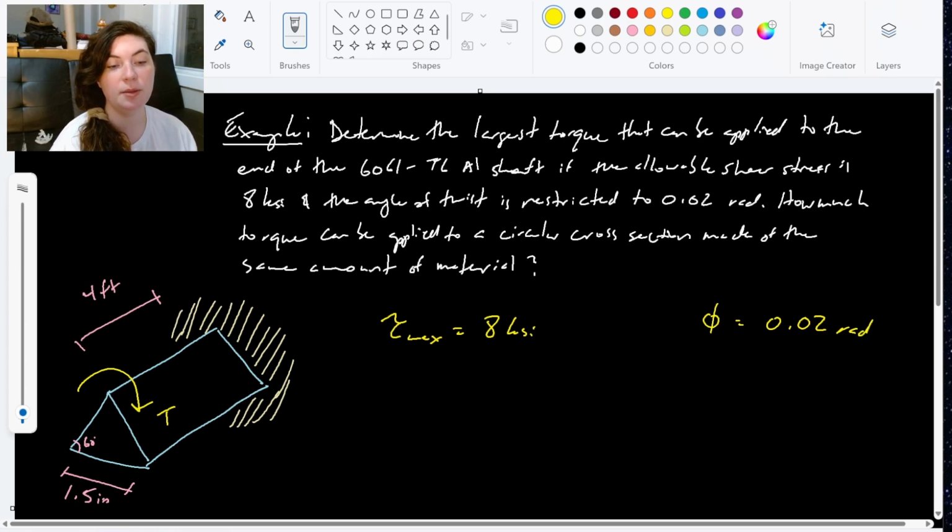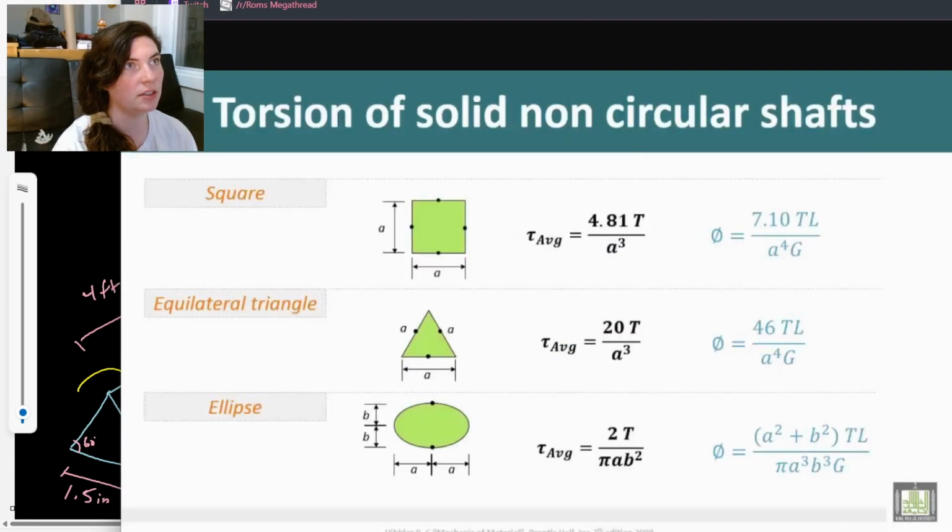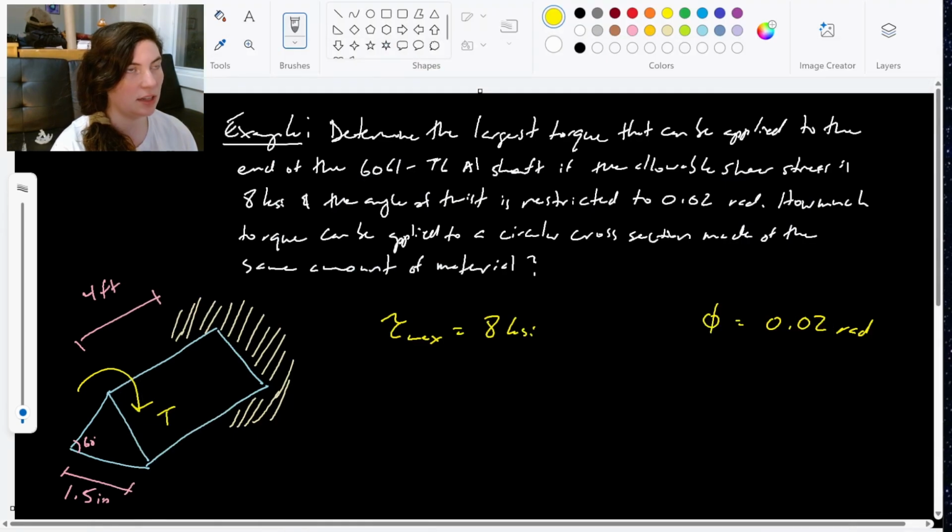So again, because this is a non-circular shaft, we have to use those special equations that we found. Nope, that's our formula sheet. Here they are for our non-circular shafts. For an equilateral triangle, this is going to be 20 times torque over a cubed. A is just the side length of the equilateral triangle. I'm going to write that down.